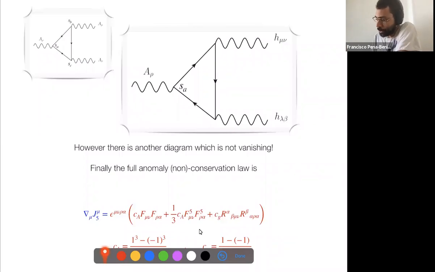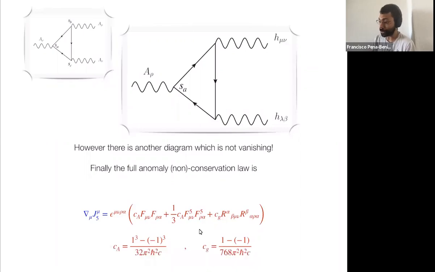In particular, the full non-conservation of the axial current takes the form you see here, in the case in which I'm considering a left-handed and a right-handed Weyl fermion. That's the form it takes. These coefficients C_A and C_G are the quantities called the gauge anomaly coefficient and the gravitational anomaly coefficient. In particular, for this theory I'm considering, they take this form.